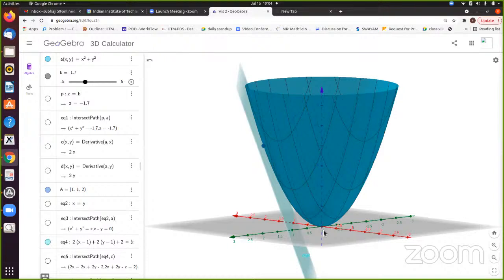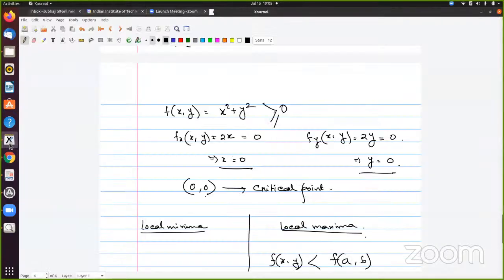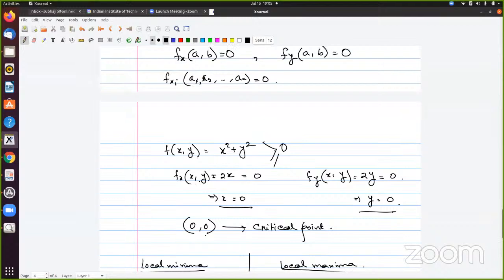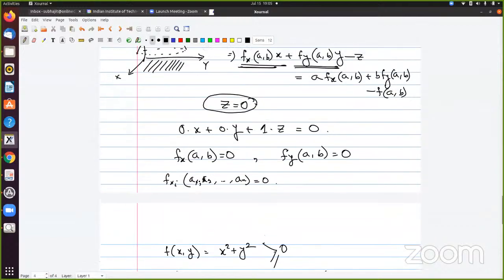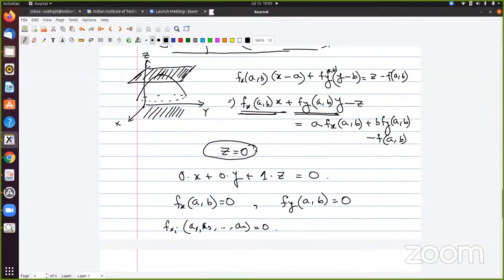For one variable, we always take f dash a is equal to 0 and we can show geometrically a line parallel to the x-axis. So how will we show gradient f at a is equal to 0 geometrically? That's what I have shown now here. That's what I was showing.